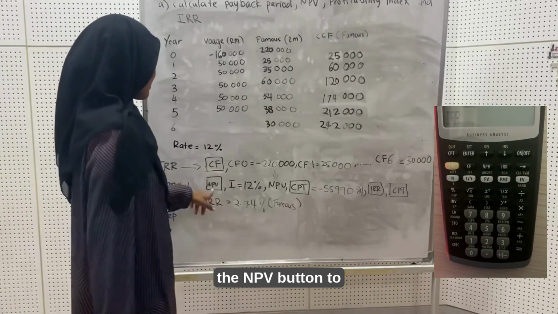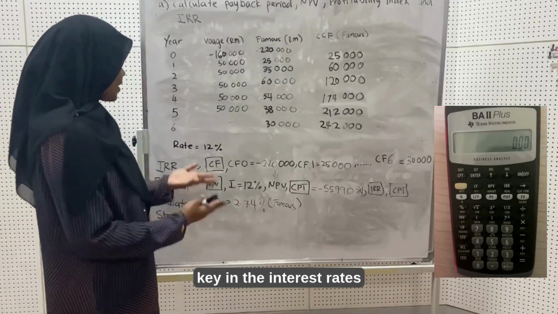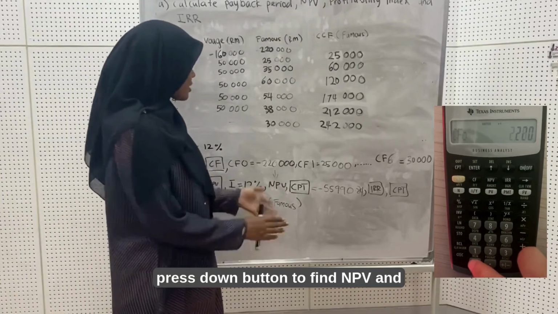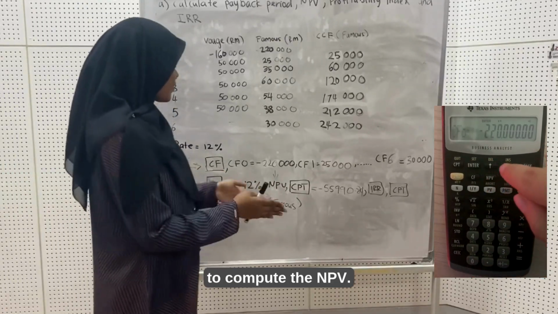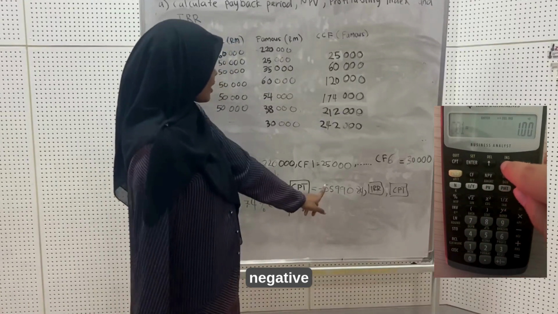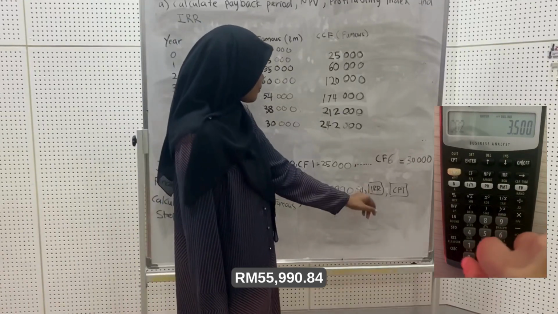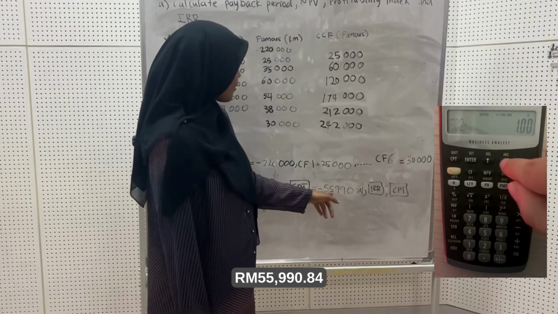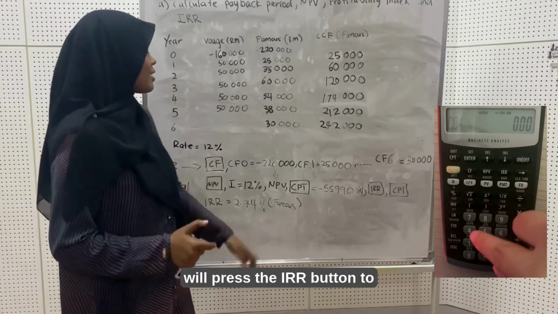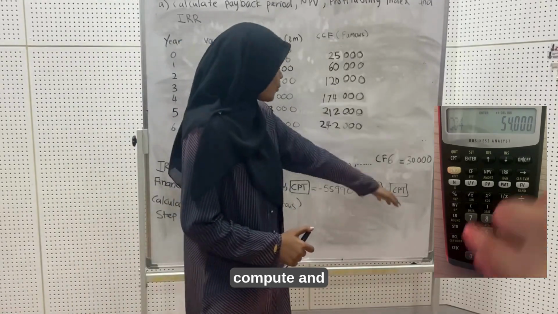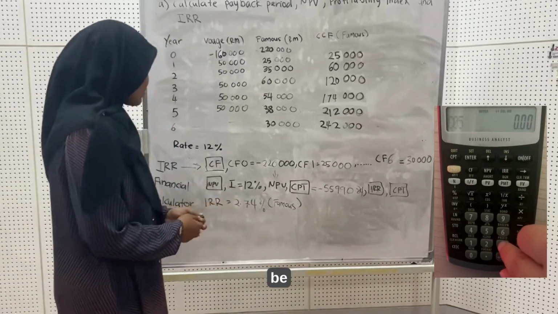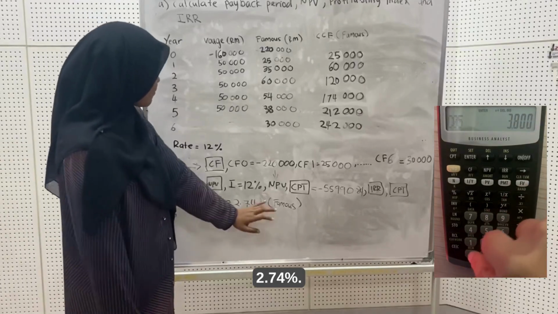We will press the NPV button to key in the interest rate, that is 12%, and we will press down to compute the NPV, and we will get the NPV of negative 55990.84. Then we will press the IRR button and compute, and the IRR for the famous project will be 2.74%.